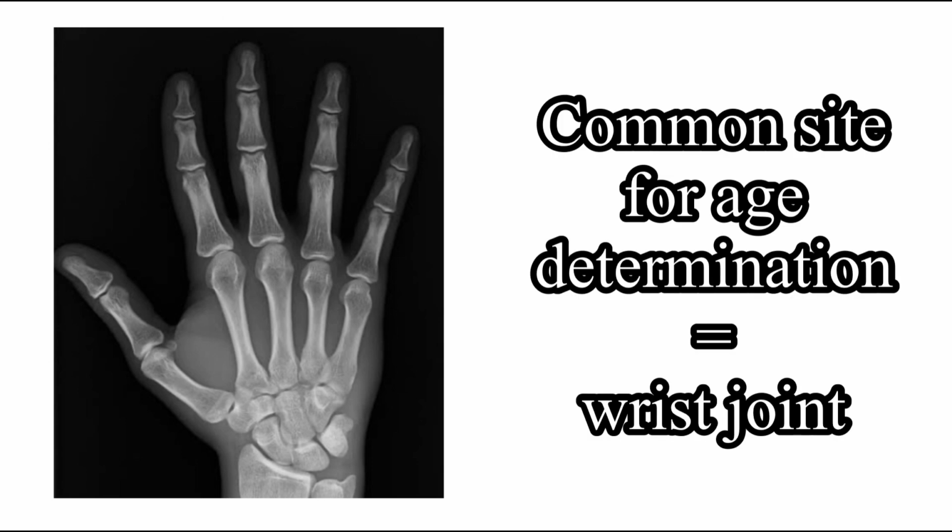The wrist joint is the common site for age determination because each of the 8 carpal bones ossifies at a different age. Also, the ossification for the lower end of radius and ulna occurs at a certain age. So, by checking whether or not the epiphyses of these bones have fused, we can easily determine the age of the person just by checking the X-ray. For example, if the epiphyses have not been fused, it is definitely the X-ray of a child and not that of an adult. Ossification of scaphoid happens at the age of 5 years.